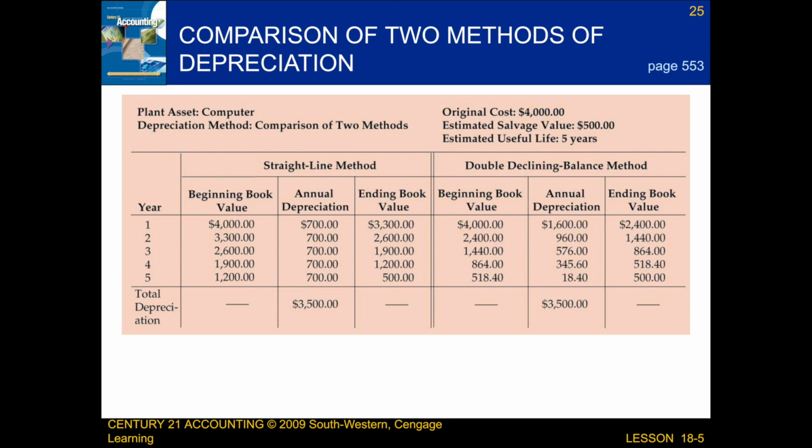Also, both of the ending book value amounts do indeed equal the estimated salvage value. So when you calculate your final ending book value, the amount should be equal to your estimated salvage value. If it does not, then somewhere you have made an error.